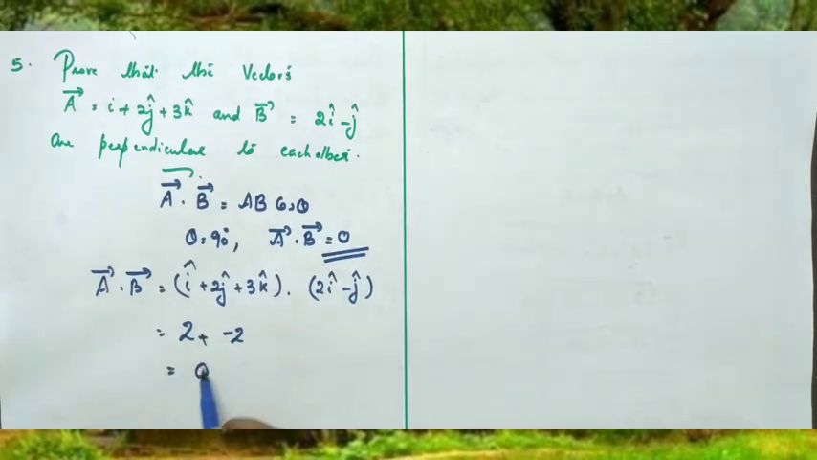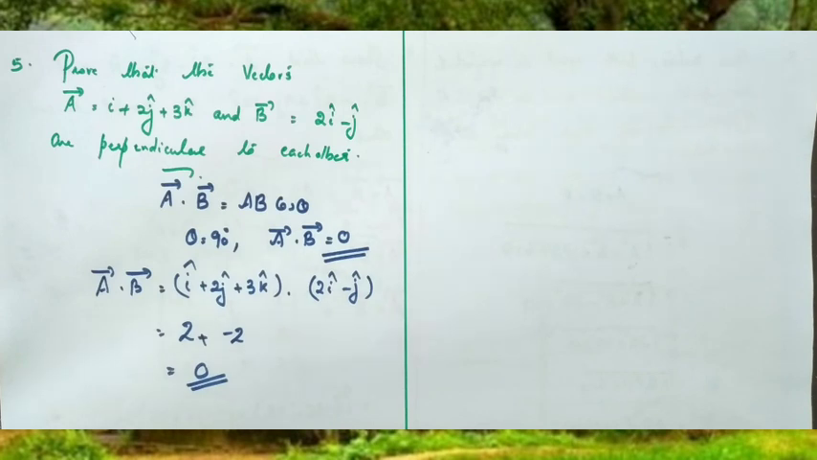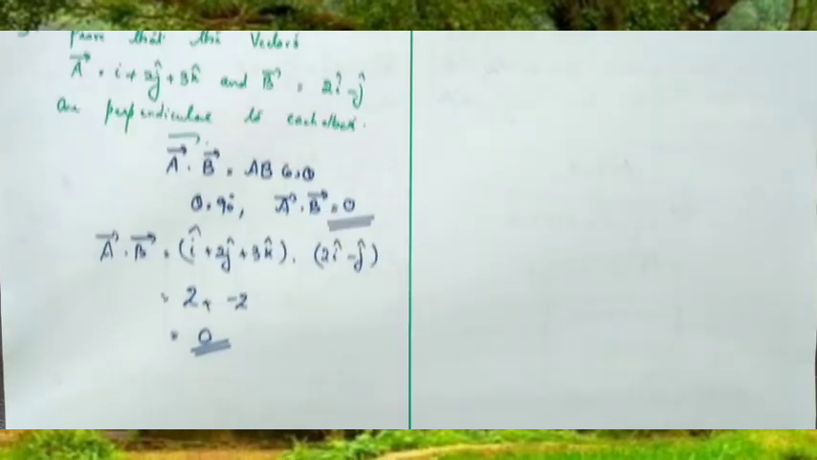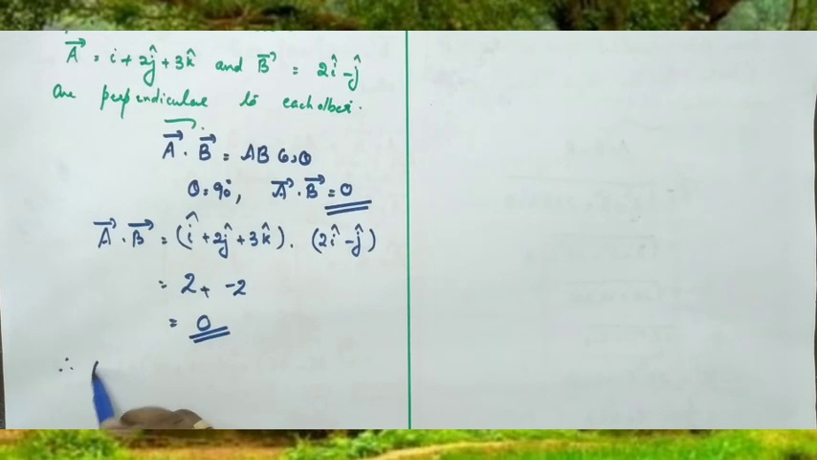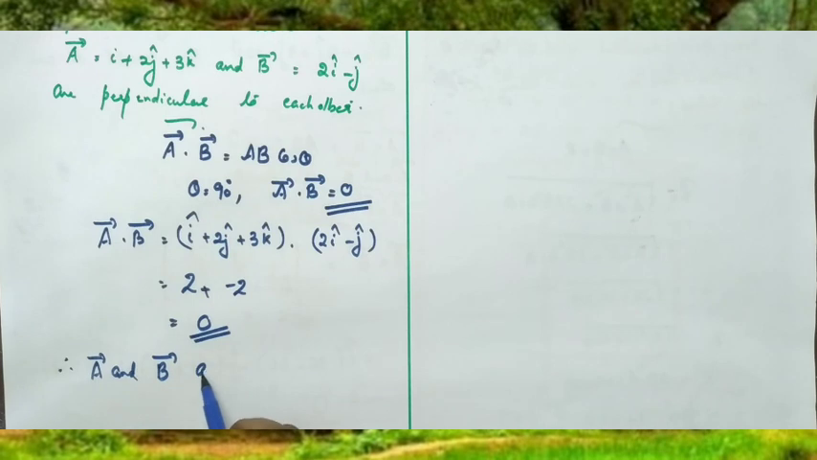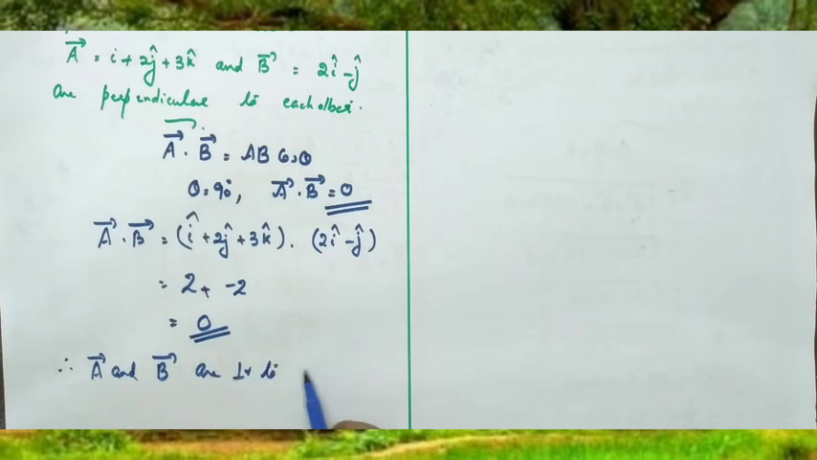So what is the answer? Here it is equal to 0. Clear? That means vector A and vector B are perpendicular to each other. Therefore vector A and vector B are perpendicular to each other.